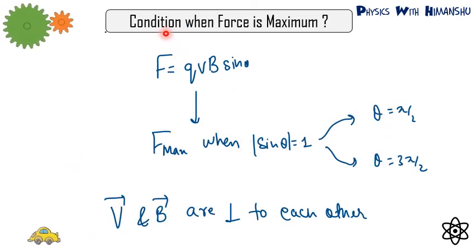Now we have to find out the conditions when force is maximum. F is q v B sine theta. Since q, v, B are constant parameters, if we change sine theta, see how force will change. Force will be maximum when sine theta equals 1, and sine theta will be 1 when theta is equal to pi by 2 or 3 pi by 2, that is 90 degree or 270 degree. So force will be maximum when v and B are perpendicular to each other, and force will be 0 when v and B are parallel or anti-parallel to each other.